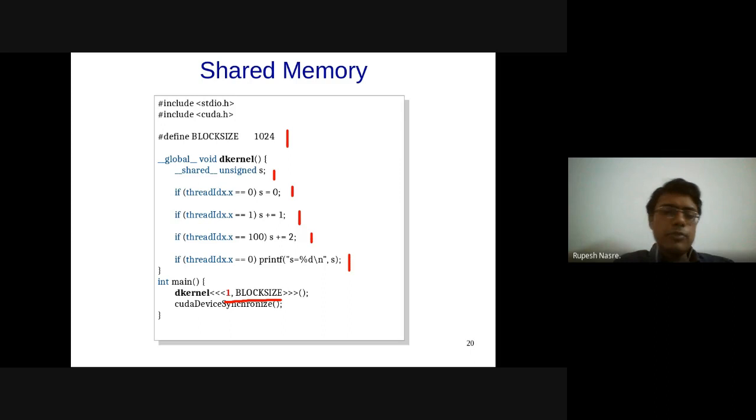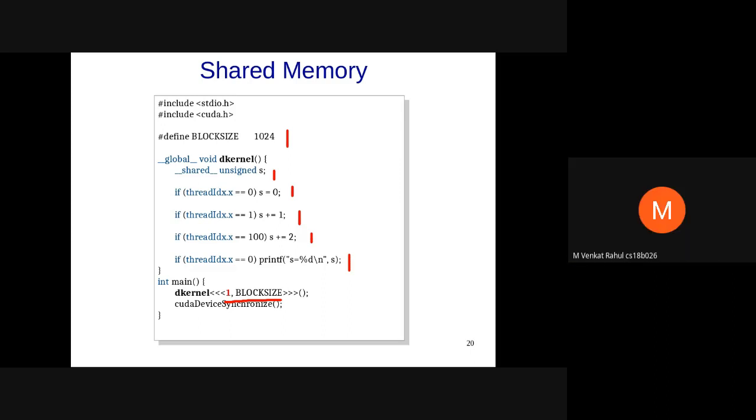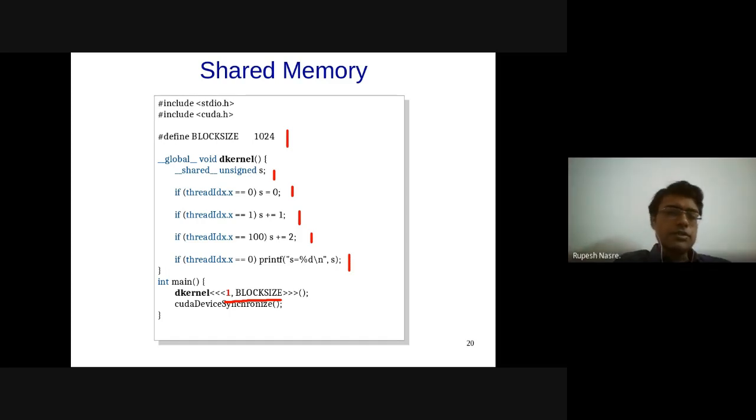So we can't ensure that the third if condition will happen first or the other two will happen first. Let's suppose thread ID x equal to 100 happens first, like that thread executes, then s will become 2. And then if suppose these two if conditions happen, then the shared variable will vary accordingly. So it depends on the order of execution, so it can't be consistent. Okay, that makes sense. So, right. What all of you have suggested is the correct thing.